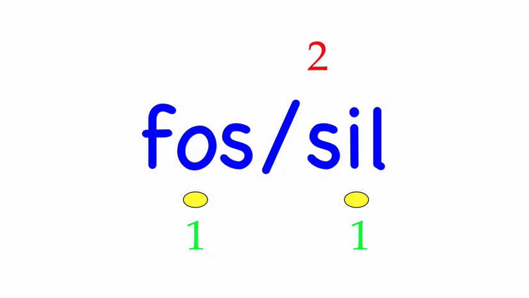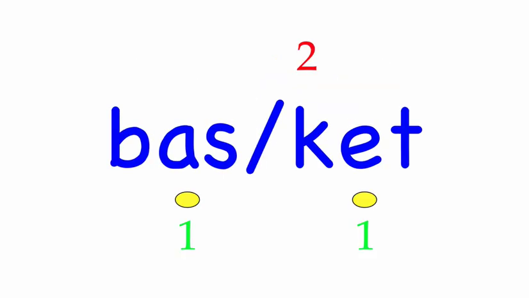Basket. Place the basket on the shelf. Basket. First syllable bass, 3 sounds: b, a, s. Ket, 3 sounds: k, e, t. Basket. Mark the word.